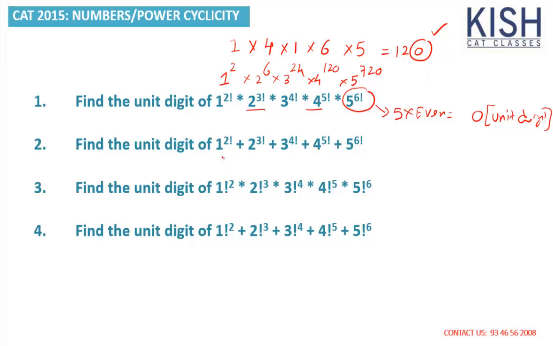So in such a case we have already found that the unit digits are 1, 4, 1, 6, 5. That's going to be 17, so the unit digit is 7 here.